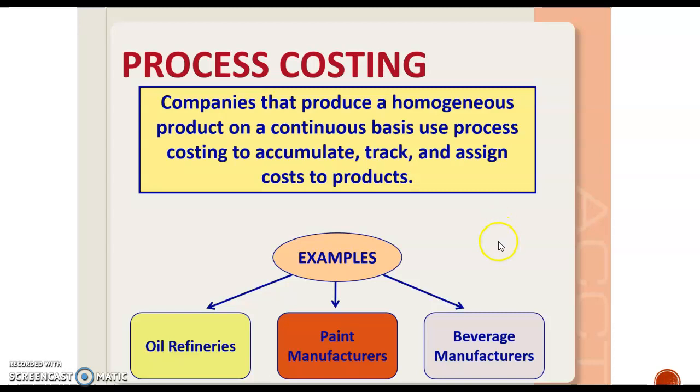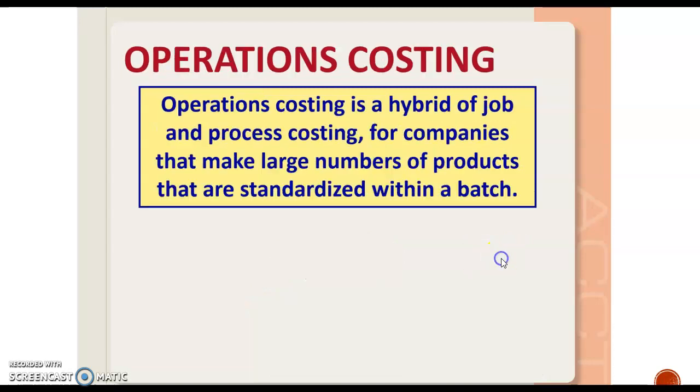And so if we have orange juice we're making, it's all going to go through a pipeline. I don't have a separate orange juice that I'm going to sell to customer A versus customer B. So we could use just a process costing system. We'll learn more about this in Accounting 230.